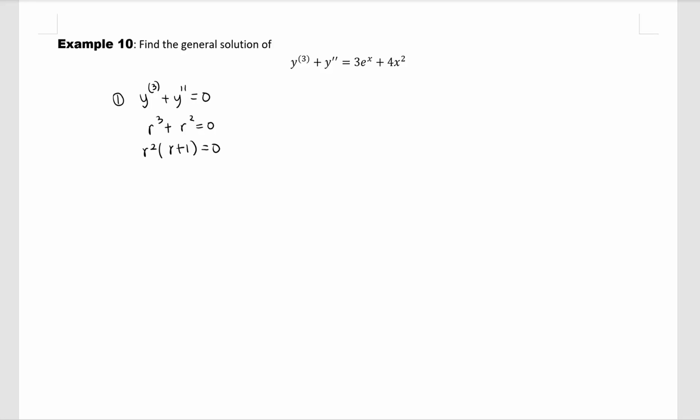Alright, so this is r equals 0 with multiplicity 2. This is r equals minus 1 with multiplicity 1. So the homogeneous solution is, 0 corresponds to the constant terms, so C1 plus C2x, and C3 e to the minus x. So far so good, everybody? That's the first step. So second step, we want to find yp.